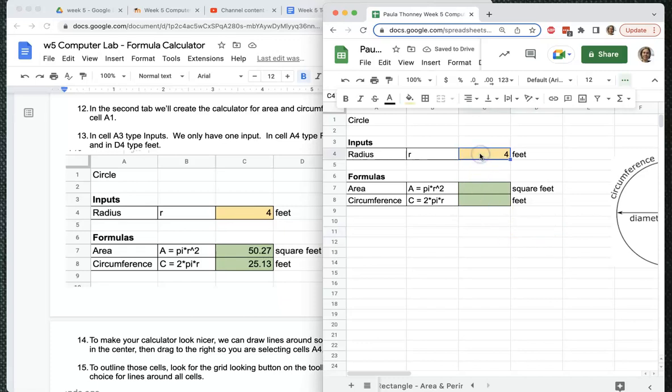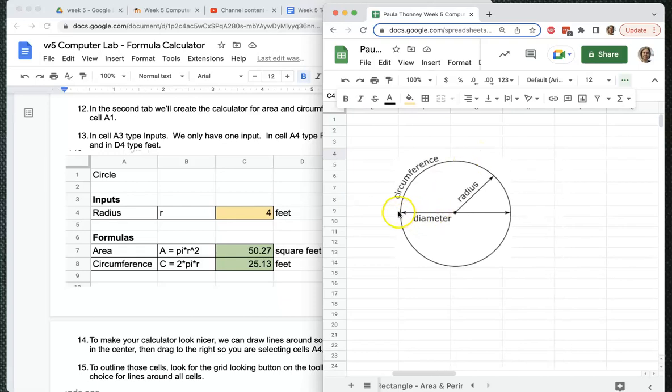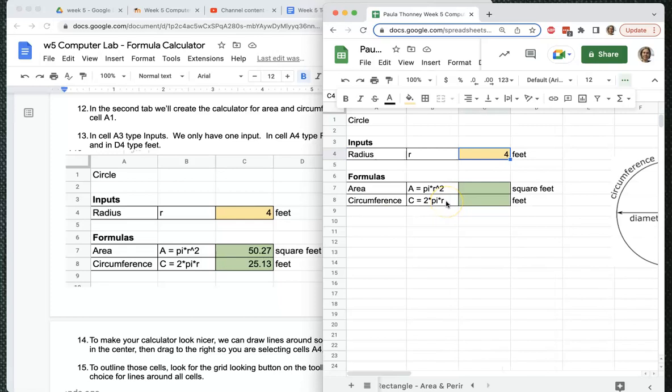I already have the input 4 feet, and again, this can be changed depending on which circle we're working with. And notice that 4 feet is the radius, so if I was given a diameter, I always have to chop it in half to get the radius. So a 4-foot radius goes with an 8-foot diameter circle. If I had a 10-foot diameter, then I'd put a 5-foot radius right there. So I always build it for a radius input.